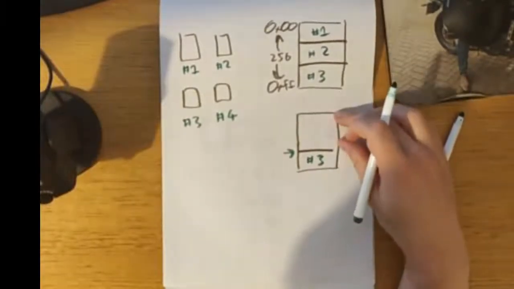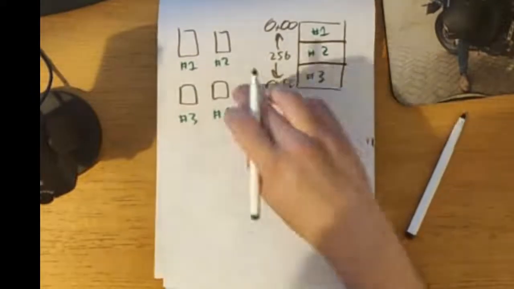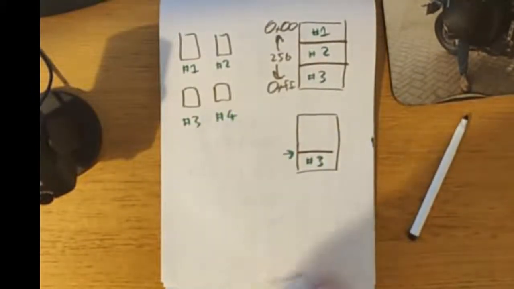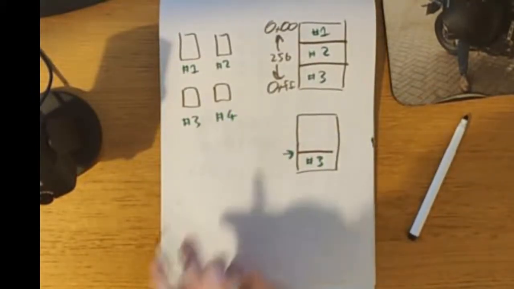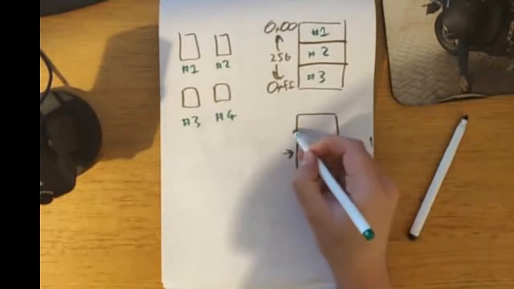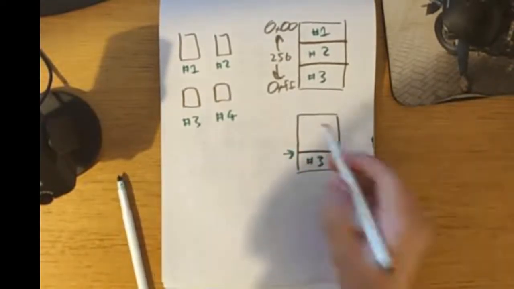However, we don't want to run program 1 and 2. We want to run program 4. So we have program 4. We say program 4, you always run at 0. So we say program 4, you can always run at the start of memory.